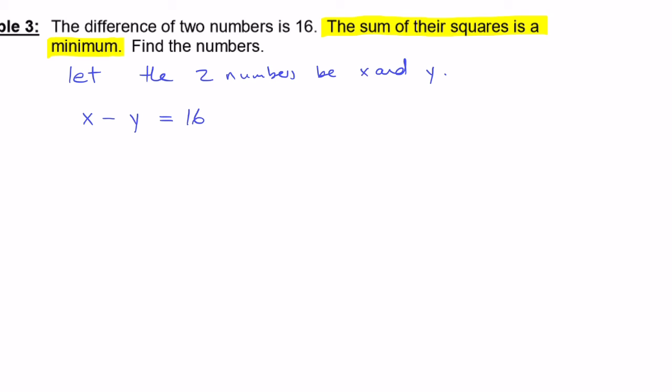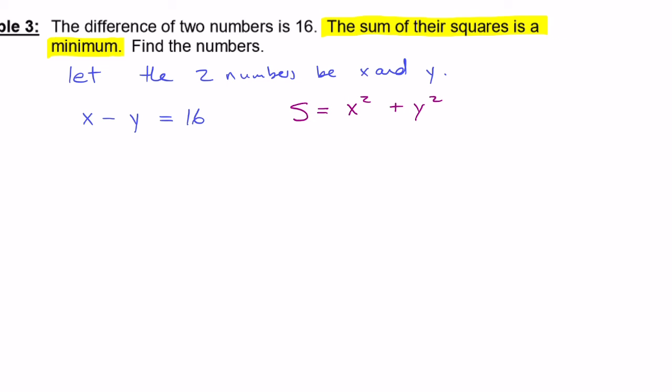The sum of their squares is the nasty one. So just like in the last one where for product I go p equals, for sum of squares I'm going to go s equals. So s is standing for sum of squares. And the sum of the squares, well, sum means add, squares means square them. So the sum of the squares is x squared plus y squared.